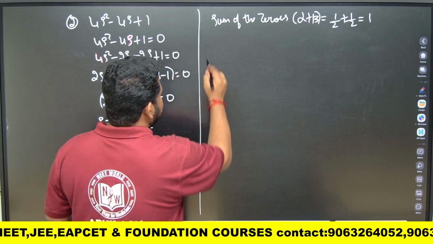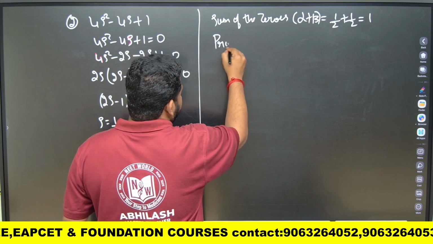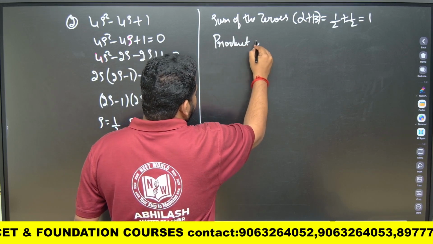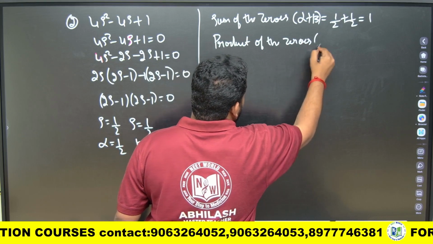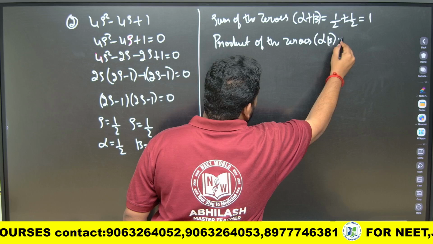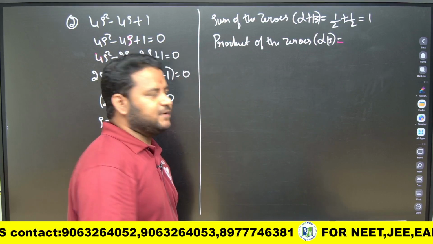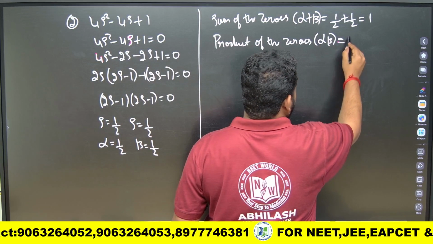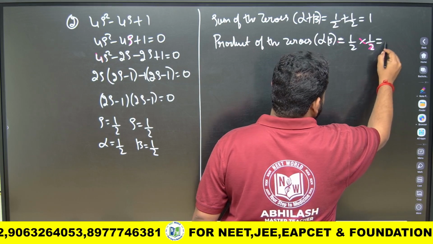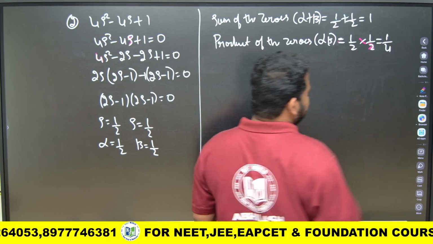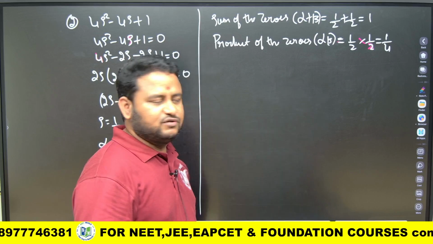Now the product of the zeros. Product of the zeros is alpha into beta. Alpha into beta is 1 by 2 into 1 by 2, which gives us 1 by 4. 1 by 2 into 1 by 2 is 1 by 2 into 2, that is 4. This is what we got.